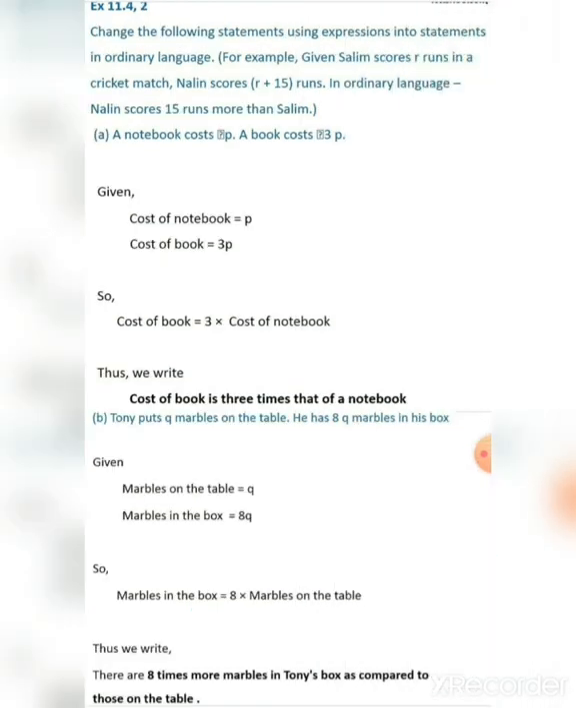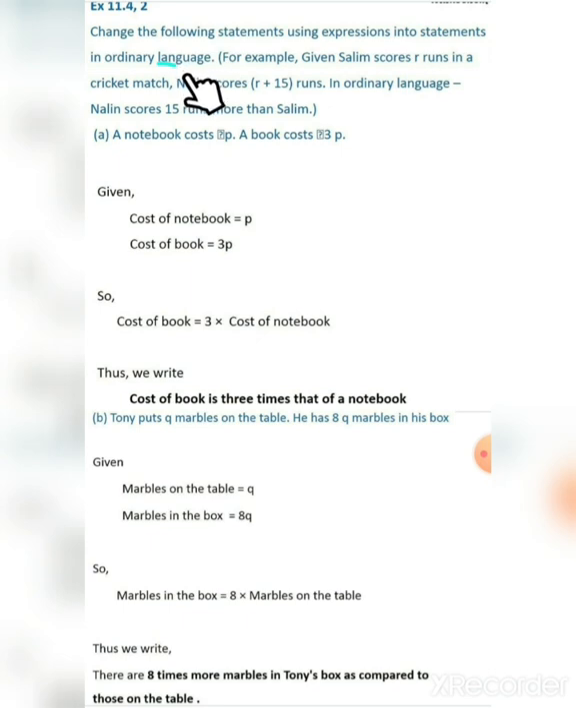Now, the next question is: change the following statements using expressions into statements in ordinary language. For example, given Salim scores R runs in a cricket match, Nalin scores R plus 5 runs. In ordinary language, Nalin scores 5 runs more than Salim. So you have to change the following statements using expressions into statements in ordinary language.